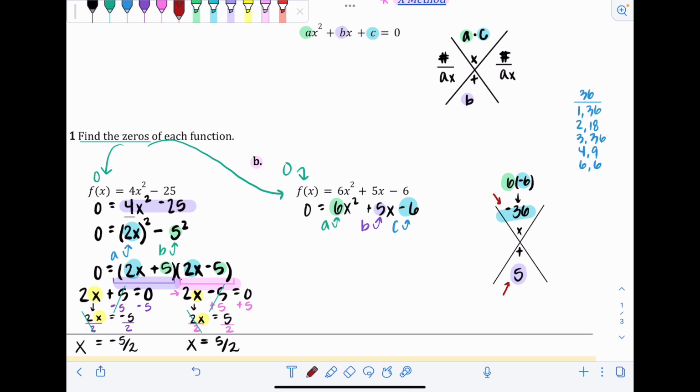So since one of my numbers will have to be negative, I really want to look for the pair of numbers that has a difference of 5, and that's going to be 4 and 9. And if I want them to add up to a positive 5, I have to make the smaller number negative. So I'm going to do negative 4 and positive 9. It doesn't matter which side you put them on. It'll be negative 4, positive 9.